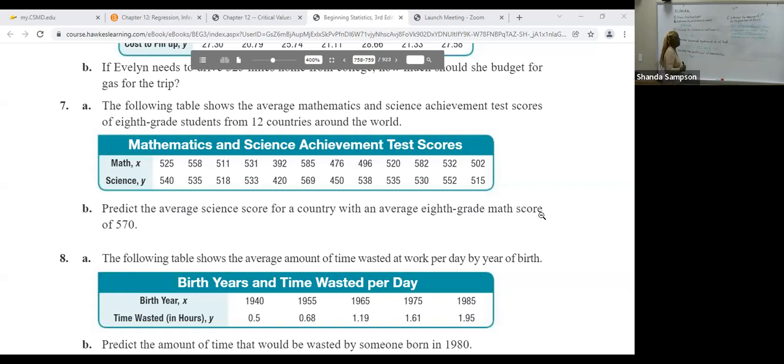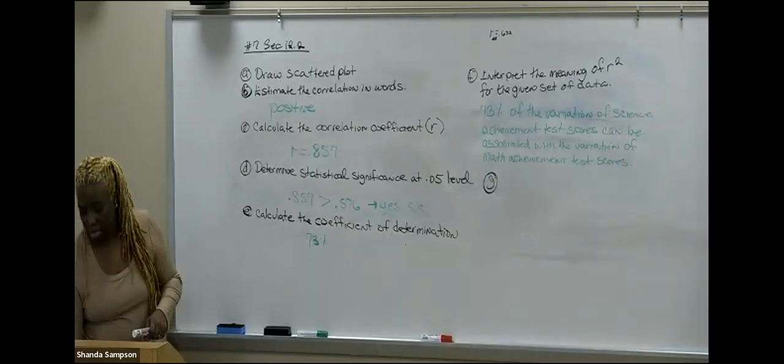It would be an E, F, G. We're on G. So G is actually the question that's on the board, which is B in the textbook. Predict the average science score for a country with an average of 8th grade math score, all that other stuff. So let's go back. Let me go back to the calculator. Let me share my full screen.